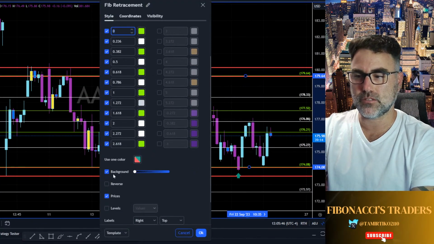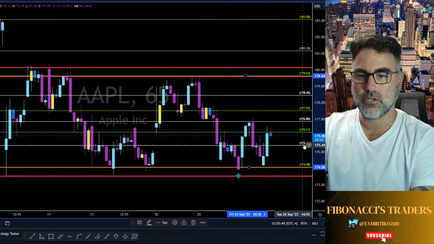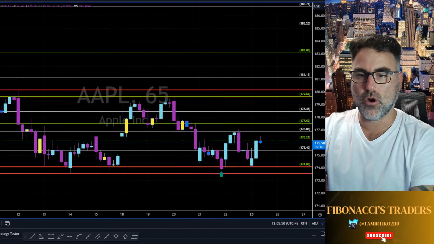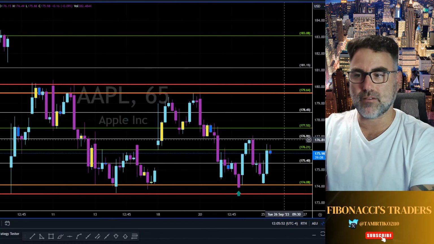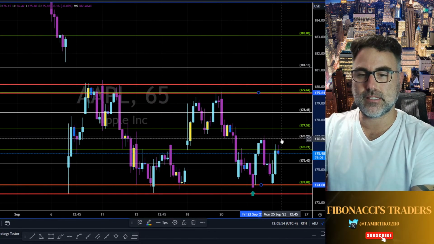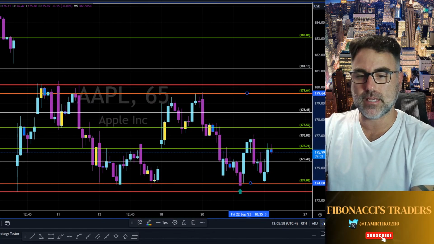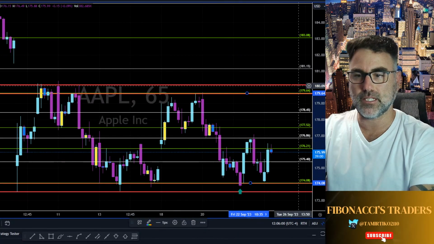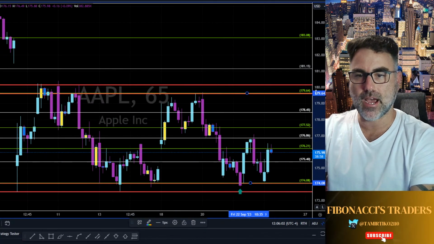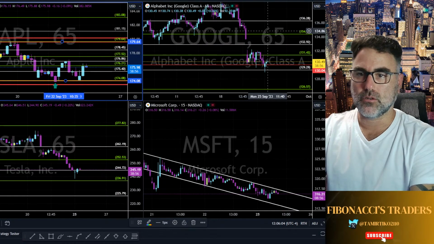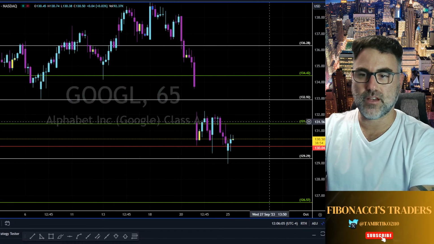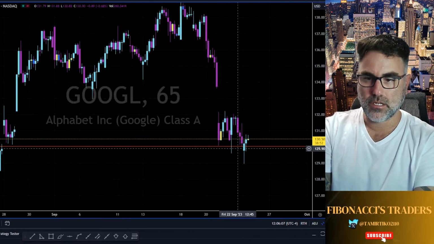You have all the levels to the upside and all the levels to the downside. Long continuation above 176.90, and then we can say that this double bottom scenario is getting validated towards the 178 and 179.60. Google, 65 minutes, nothing much.